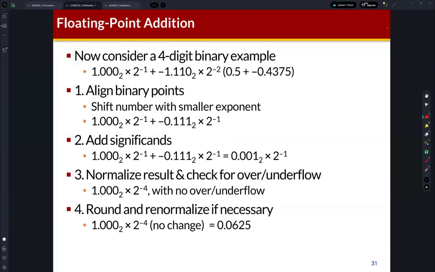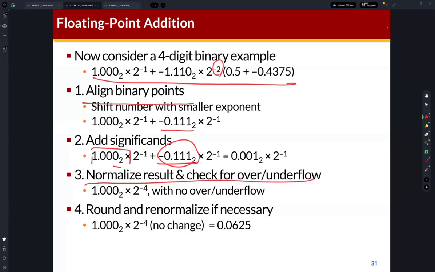Binary is the same, right? So this is the example. And then also we need to align the binary point, right? Because if these exponents are different, we cannot directly calculate. Firstly, align binary points, and then apply addition for the significand, right? And then normalize the result. It's the same.